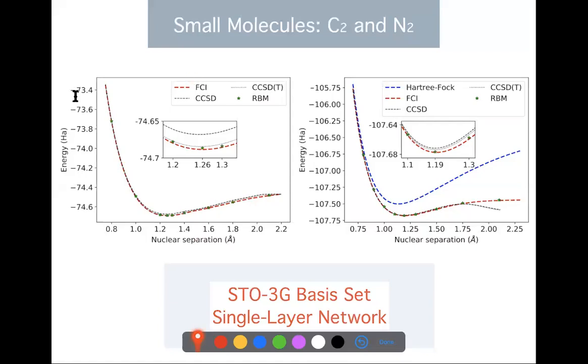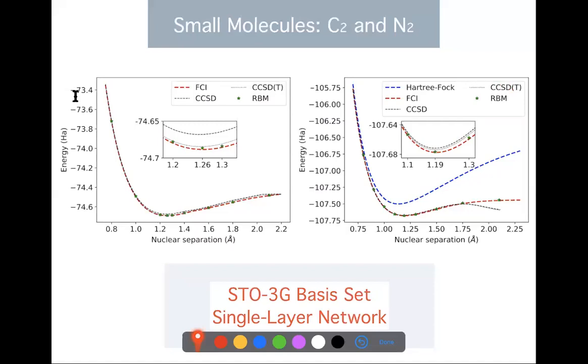The red line is the exact solution that you can still perform for these small molecules. And the green points are the RBM, so these neural network results. You can see that these are pretty much close to the exact one. For example, zooming on this region, they predict the correct dissociation energy. And in some cases they also get better results than existing approaches that people have used for years in quantum chemistry, for example the coupled cluster approach. This is true especially for more correlated molecules like N2, where you can see from this plot that these green points are pretty much below the curves that you can obtain with other techniques.